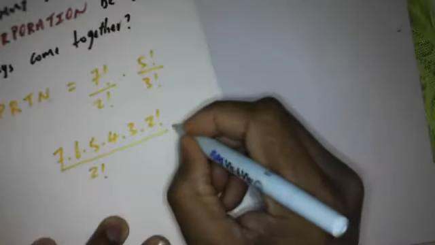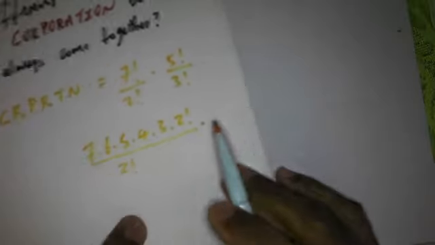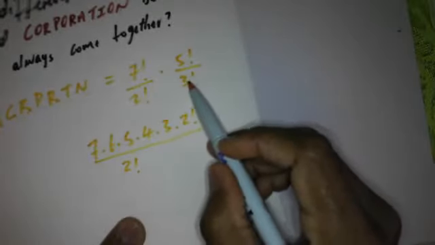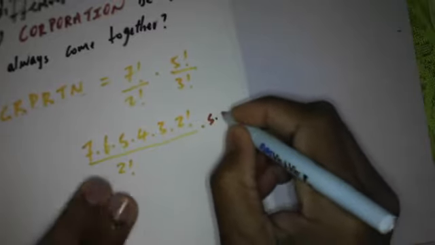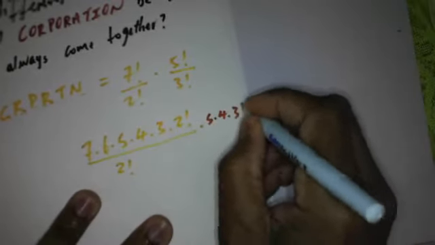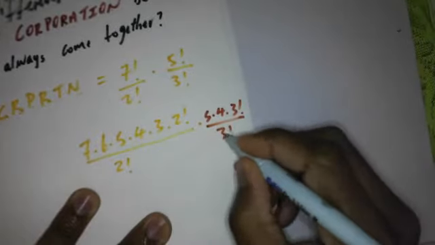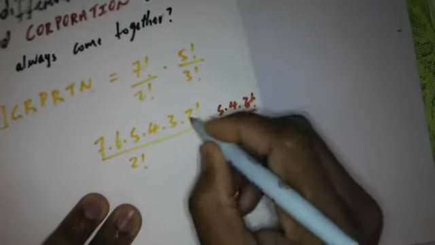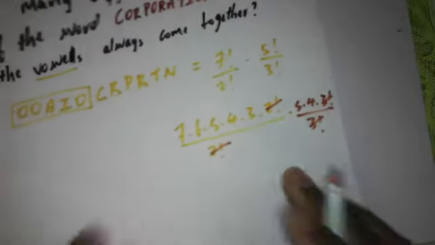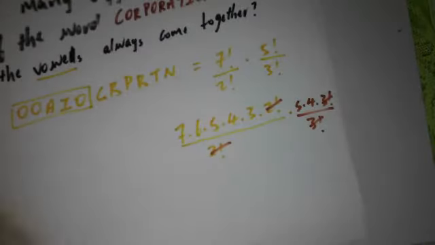Times 5 factorial. We're going to stop it at 3 because we can cancel the 3 factorial here. So 5 factorial, that is 5 times 4 times 3 factorial divided by our 3 factorial there. So this 3 factorial will take out that, this 2 factorial will take out that. So what we would have now, we can put all of this in our calculator as is. So let's put it here.